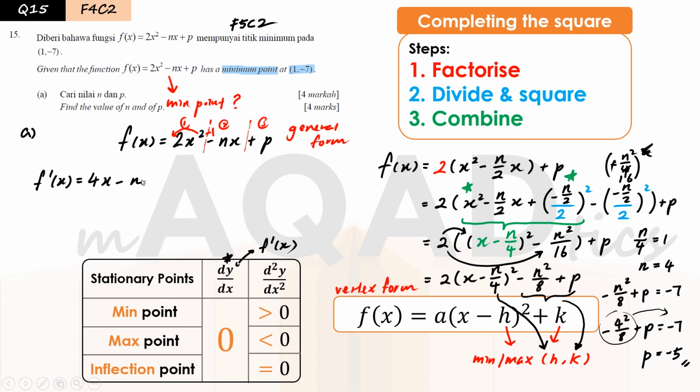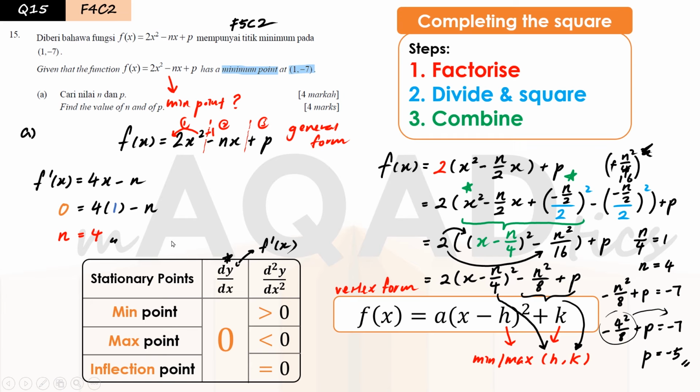Okay, since we are finding the minimum point, the f prime x here would be 0. So on the left side here, this would become 0. And now we need to figure out the value of n, right? So for the value of x here, we can just use the x coordinate from the minimum point, which is 1. Okay, so I'm going to substitute 1 here, and then I rearrange the equation, and I can get the value of n, which is 4, the same as the first method that we did just now.